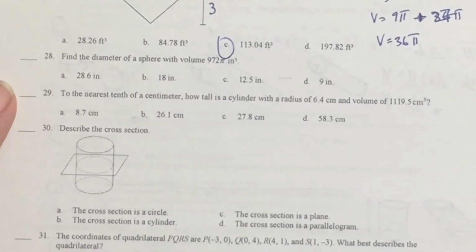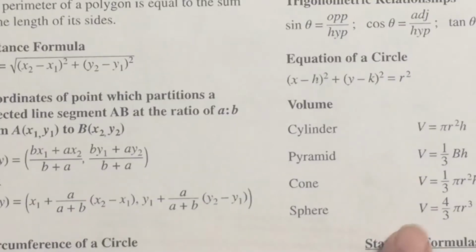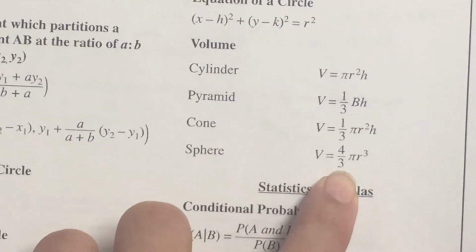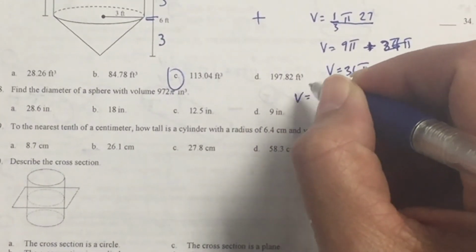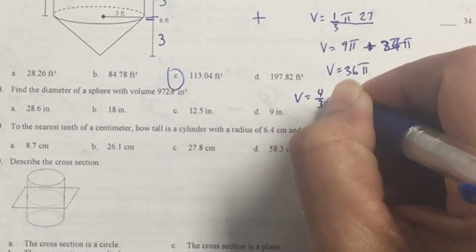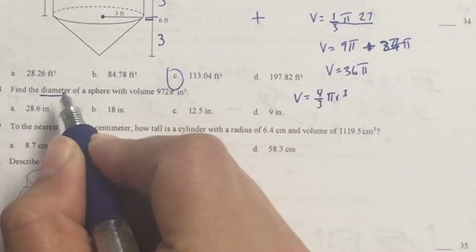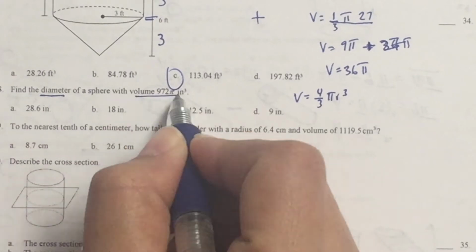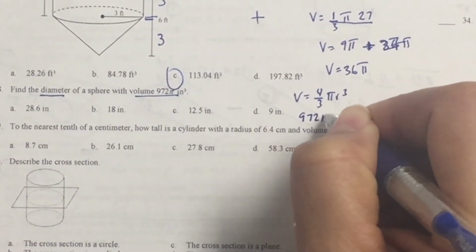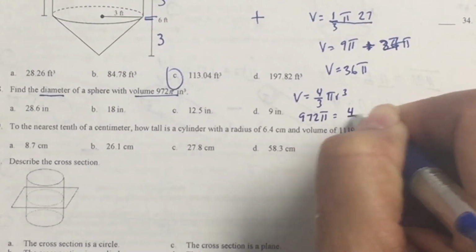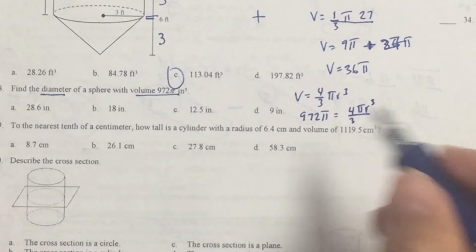28. Find the diameter of the sphere with a volume. So a sphere, volume of a sphere. Bam, right there. So volume of a sphere is 4/3 pi r cubed. They say find the diameter, and this is the volume. So let's fill in the information we have. Volume is 972 pi equals 4/3 pi r cubed.